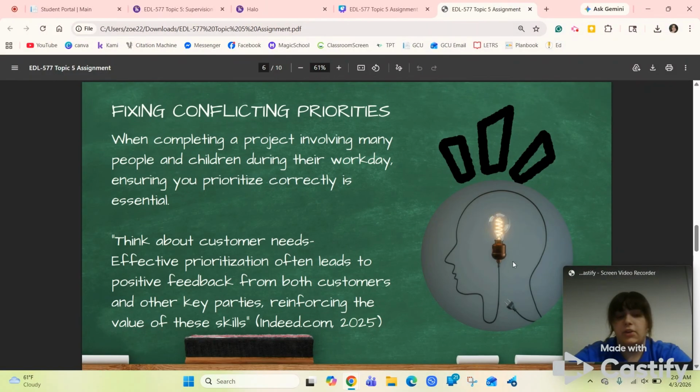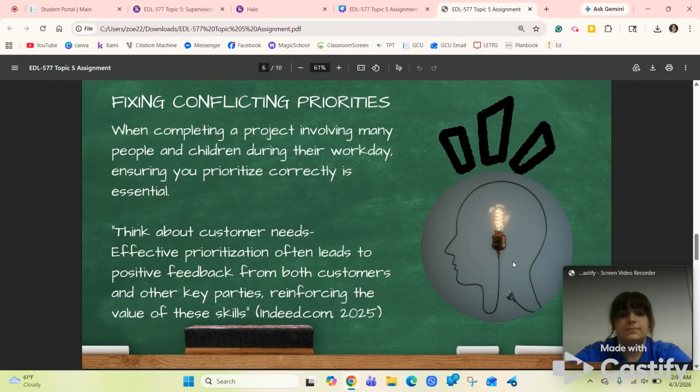Because if we receive positive feedback, we're going to be called back in by others, so we need to make sure that we are doing things nicely, appropriately, and correctly. When completing a project involving many people and children during their workday, we need to make sure that we are prioritizing the correct jobs at the correct times. We cannot be doing a huge renovation in the classroom if there's a teacher in the room with their students. We need to time things out appropriately to make sure that we are not going to be in the way of them in their learning.